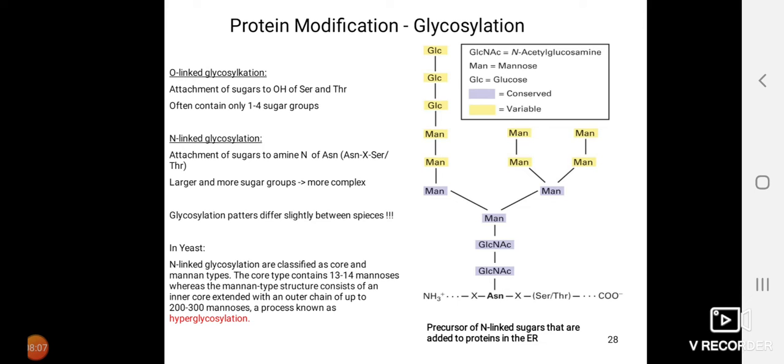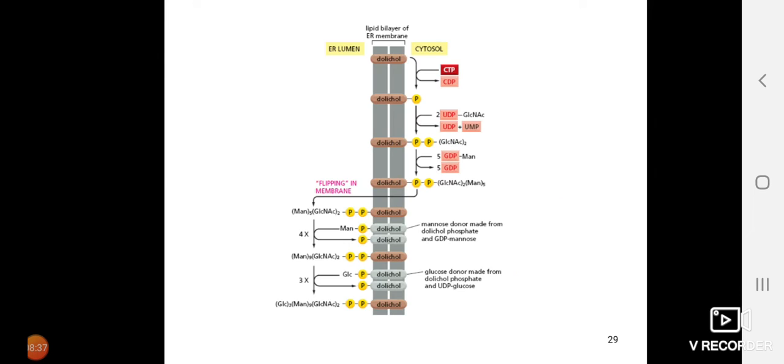So this is found in the case of yeast. They have studied this glycosylation very well, and they have found there will be 13 to 14 core mannose units. In a few cases they have even found 200 to 300 mannoses, which is seen in hyperglycosylation. So once this sugar tree is constructed onto the dolichol pyrophosphate, it will get transferred.